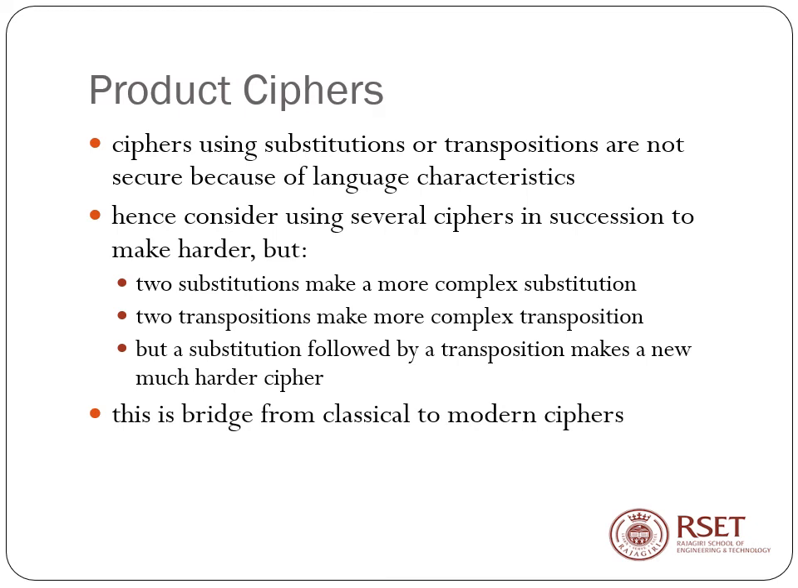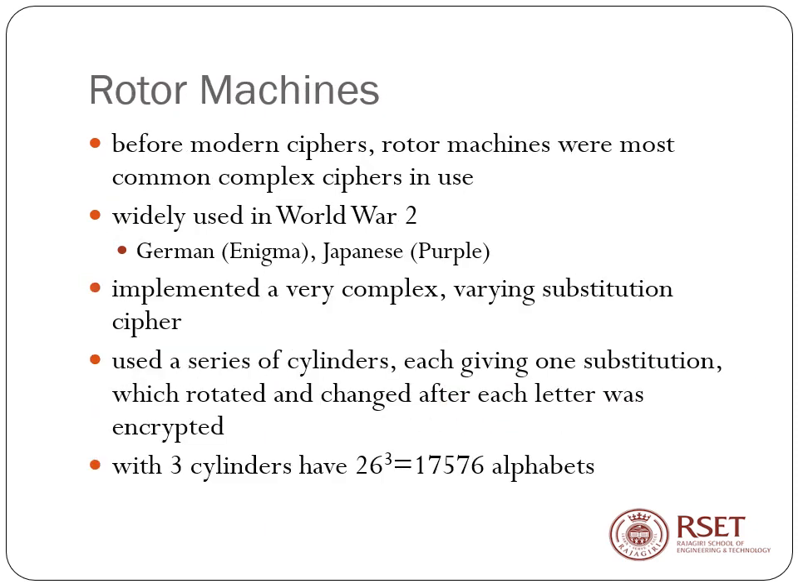So this is a bridge from classical to modern ciphers. All these were part of the techniques that were used. Then another concept that you have to study here is, these were the classical encryption techniques, then there were other methods to perform secret communication. It was called the rotor machines. Just before the modern ciphers, rotor machines were the most common complex ciphers in use. It was widely used in World War II. You might be familiar with the term Enigma, which was used during that time.